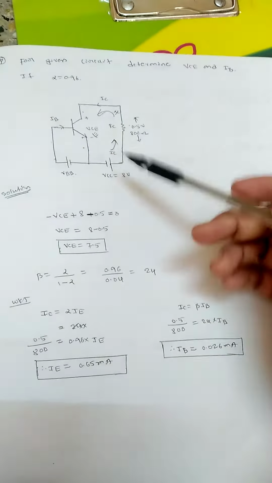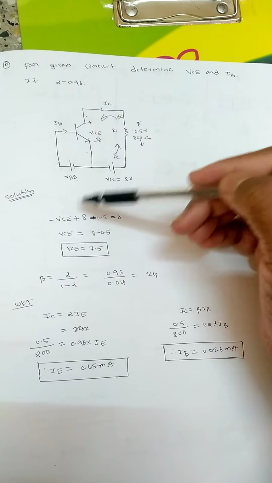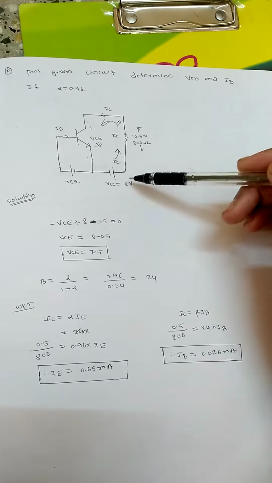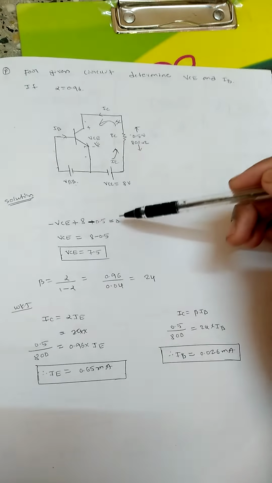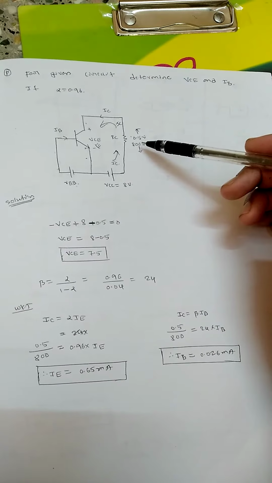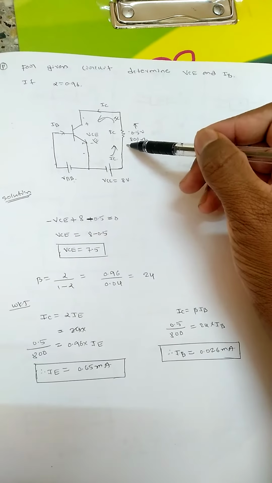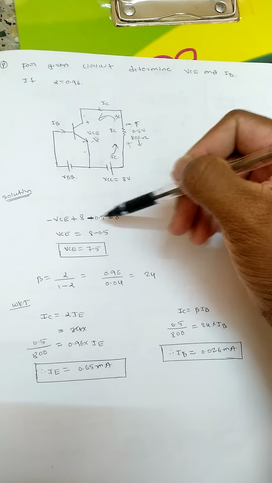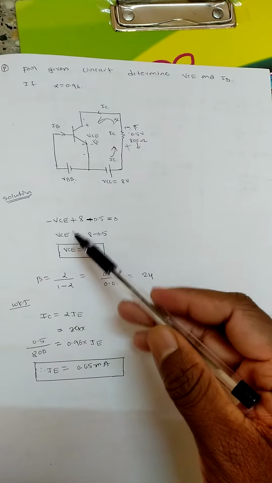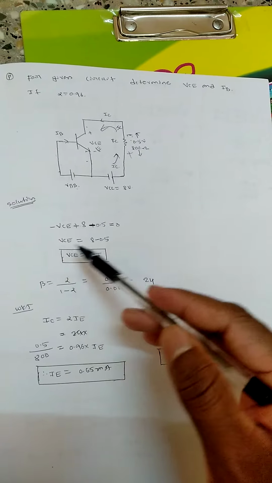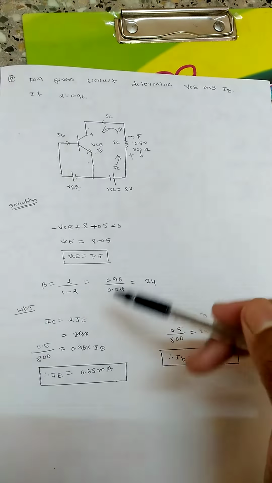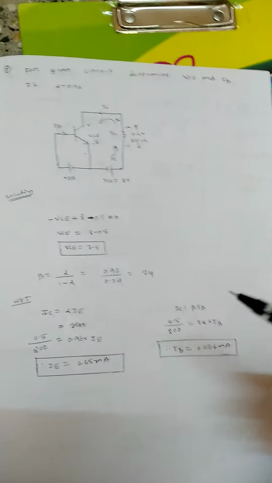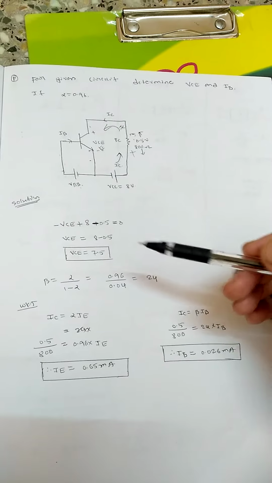So we are moving in the direction of current: minus VCE, so this voltage, plus, second sign, plus 8 volt, minus 0.5, because they have directly given the voltage here. This is positive and this is negative, so I have to take the second sign, so minus 0.5 equal to 0. When I substitute these values, VCE equal to 8 minus 0.5. Rearranging the terms, VCE will be equal to 7.5. Alright, now we have got the voltage between collector and emitter.